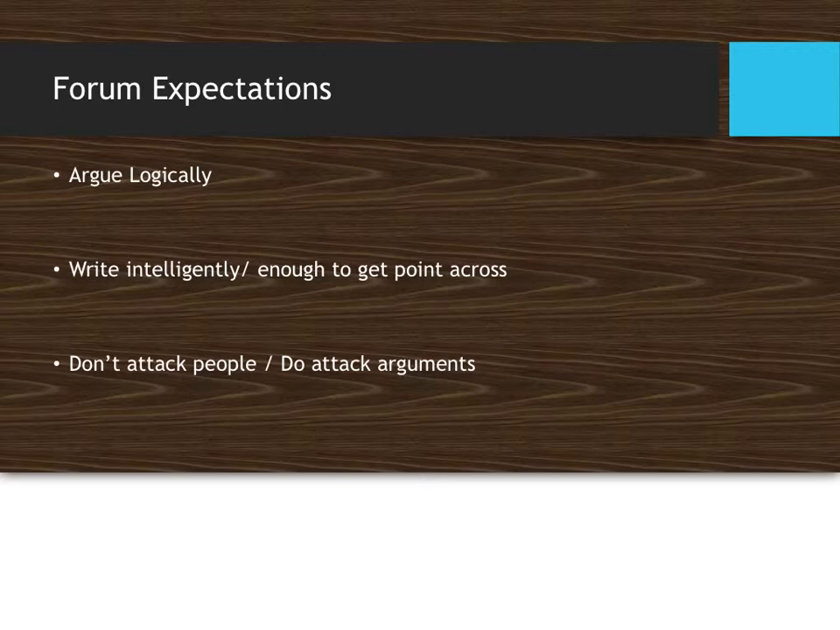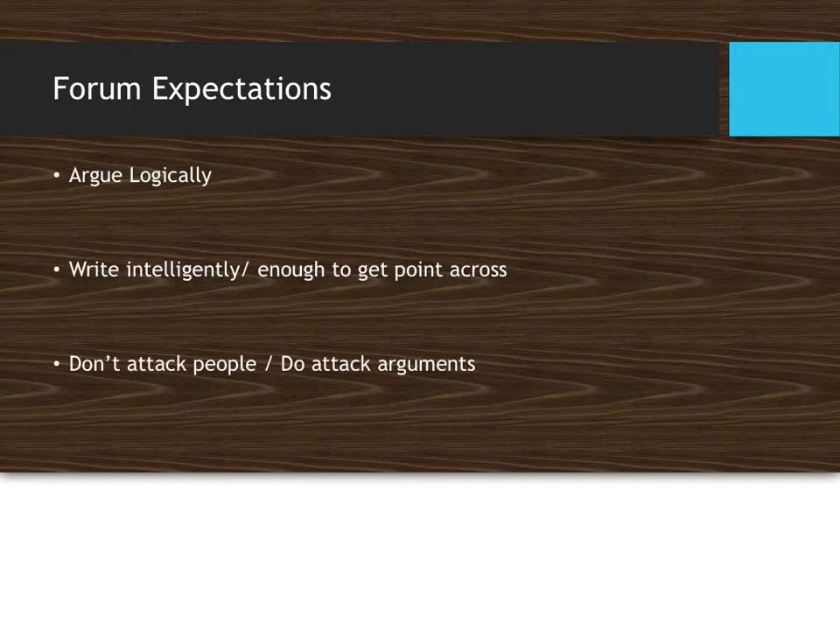The other thing I expect on forums is that you don't attack people. You use the common rules of etiquette. All right. I don't want you to attack people. Don't call people names if they disagree with you. Obviously, if people do agree with you, you don't have to say you're the best person ever either. So don't attack people. However, I do ask that if you disagree, write that.